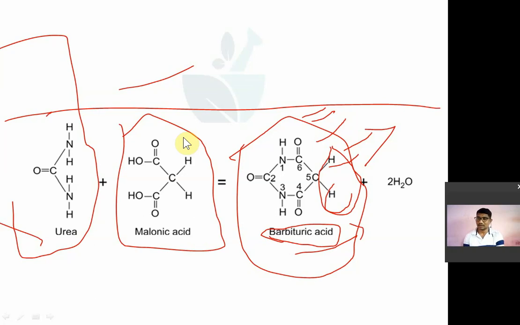Now what is meant by urine? Urine is nothing but the urea. And what is apple? Apple contains malonic acid. There is a condensation of urea and malonic acid, and there is barbituric acid.